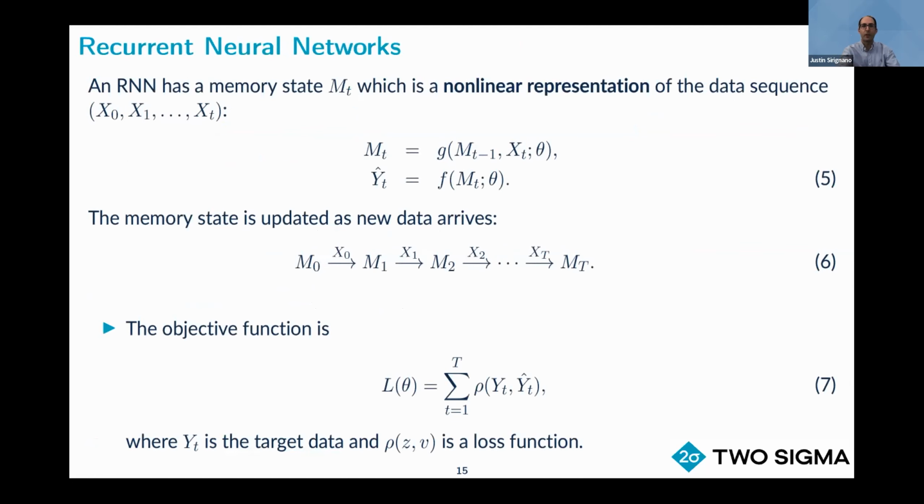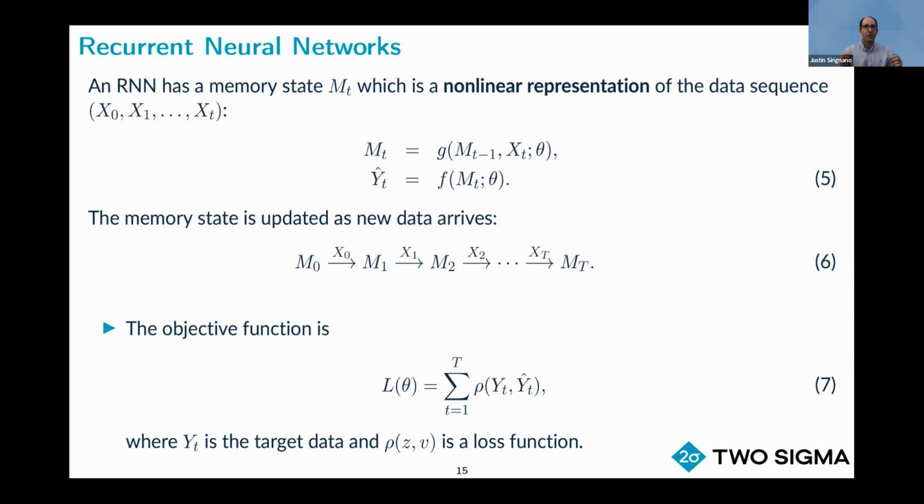In a recurrent network, the update for the memory, M_t, uses a neural network G of M, x, theta, which has as inputs the current memory state and the current order book data. The parameters for the recurrent network are theta, and they must be estimated or learned from the data. The prediction at time t is y hat t. At each time step t, new data x_t arrives. The memory state is then updated, and a prediction is made.